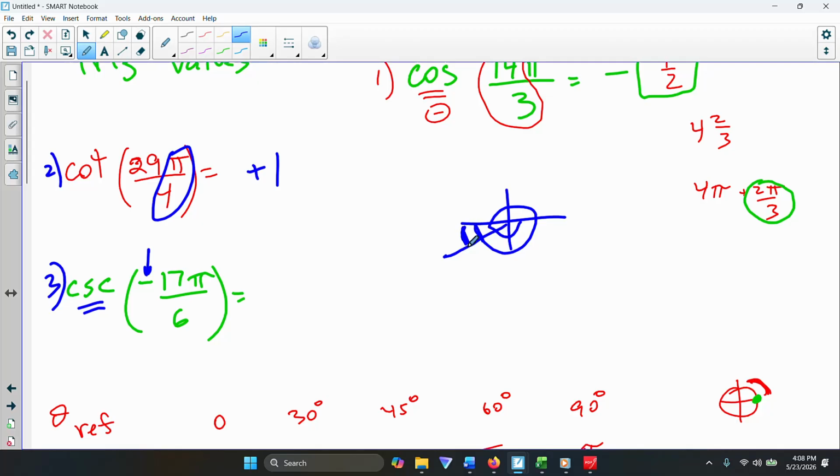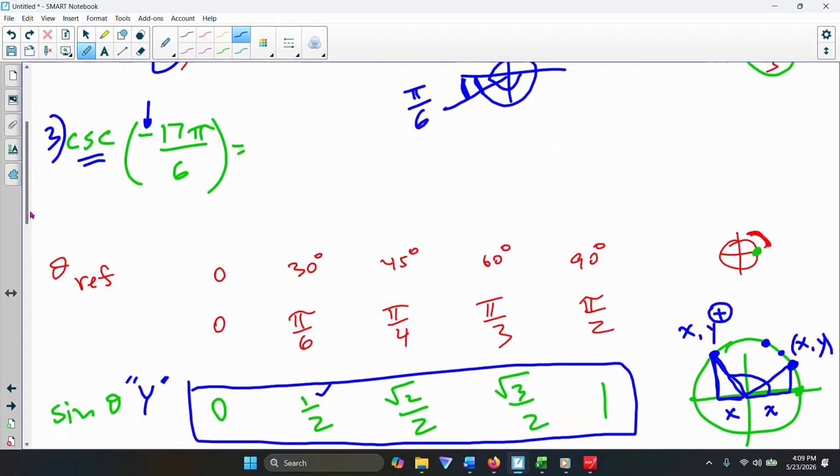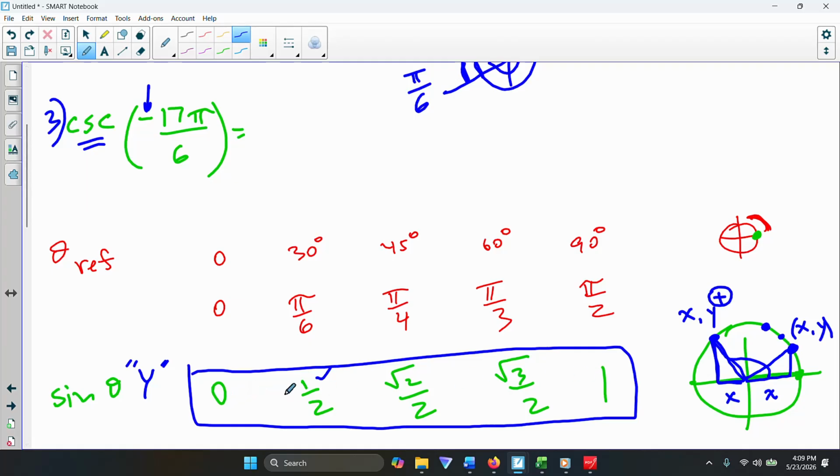And by how much am I short? Well, what is that? That is pi over 6. Pi over 6. That's my reference angle. That's the one I'm going to be referring to in this grid.